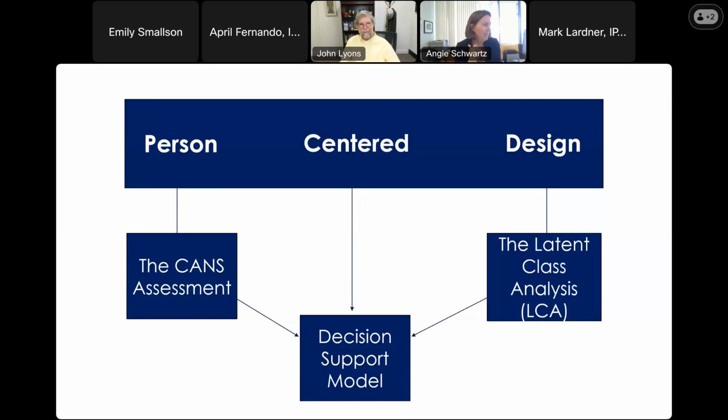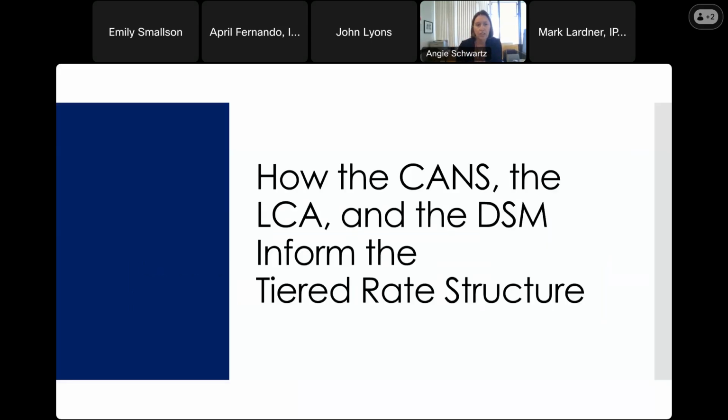So, back to our visual, and hopefully this was a helpful explanation of the history of the selection of CANS, what the CANS does, and how we used all of that data through a latent class analysis to understand groupings of young people into the neighborhoods that Dr. Lyons was describing. We then developed a decision support model that allows us to understand a child's level of needs and level of strengths so that we could appropriately support them. And that's exactly how we're using our decision support model within the proposed rate structure.